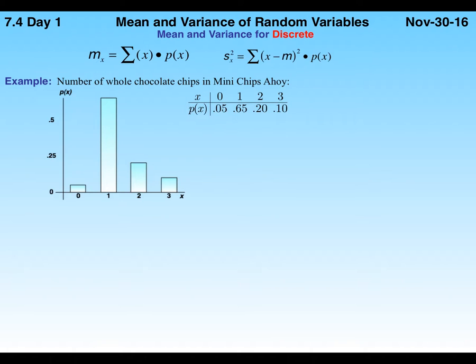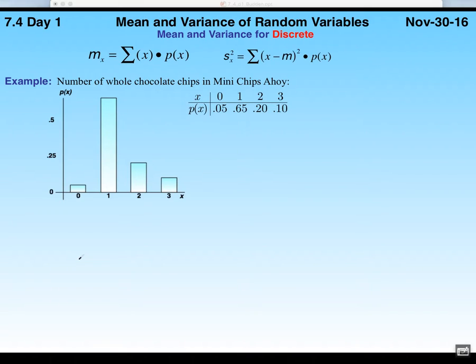So the first example, we are looking at the number of whole chocolate chips that come in mini Chips Ahoy. So there are no whole chocolate chips in about 5% of mini Chips Ahoy. There's one whole chocolate chip in about 65% of Chips Ahoy, etc. So there's the table. This is the histogram that shows that data. Okay. So we're going to start by calculating the mean and the standard deviation. I would like to know the mean of the distribution.